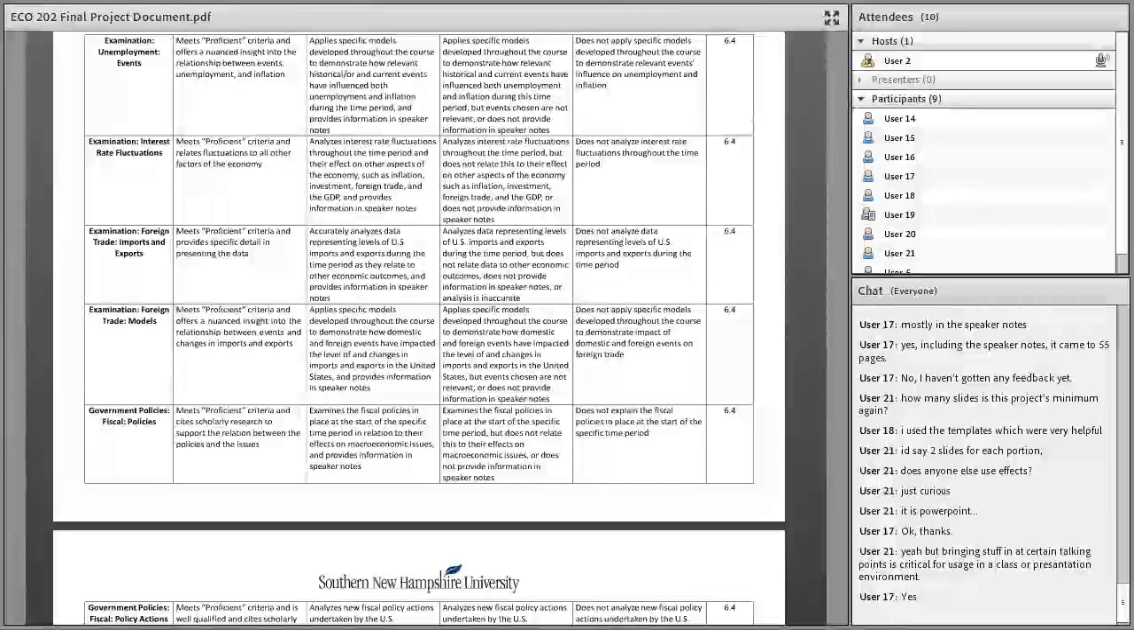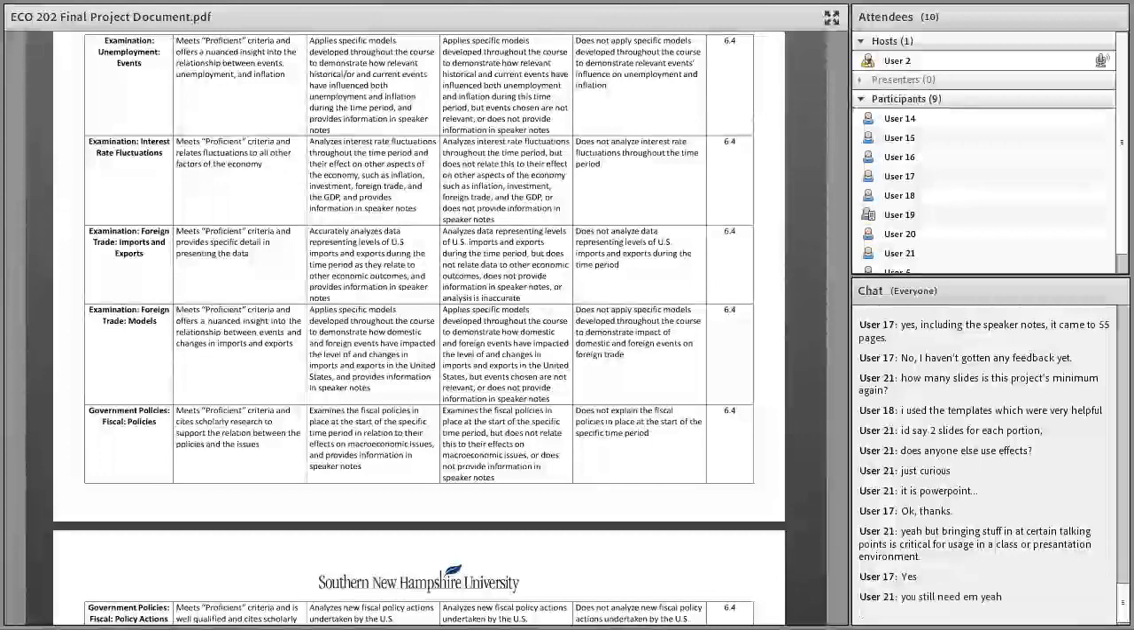Exactly. Yes, John. If you don't do the talking points in the speaker notes correctly, that impacts the grade a lot. If you do not have speaker notes in your slides, you will not be anything above needs improvement. Even if your slide contains all the information that you think you need, without the speaker notes, you won't get more than a needs improvement.